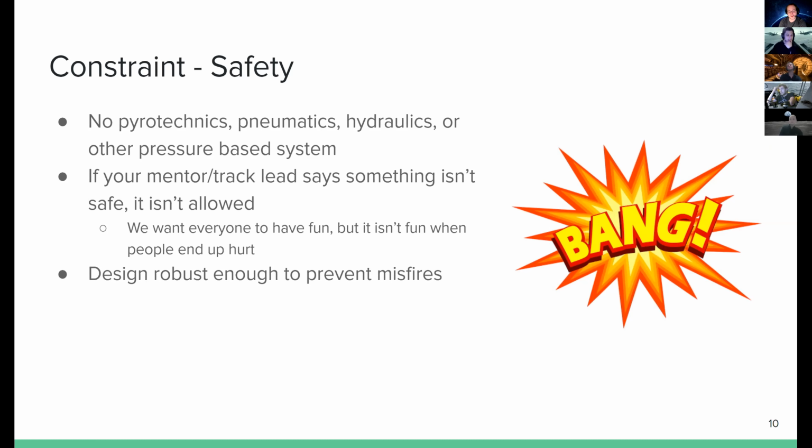The next rule, as I alluded to earlier, is if your mentor or the track lead, myself, says that something isn't safe, it's not allowed. We want everyone to have fun, but it's not fun when people get hurt. And then the last thing is designs have to be robust enough to prevent misfires. These things do have a decent amount of energy, and there is an acceptable level of risk. That's okay as long as we're safe and not dumb around these potential energy-storing devices. But the latch or whatever system is in place as the trigger needs to be robust.